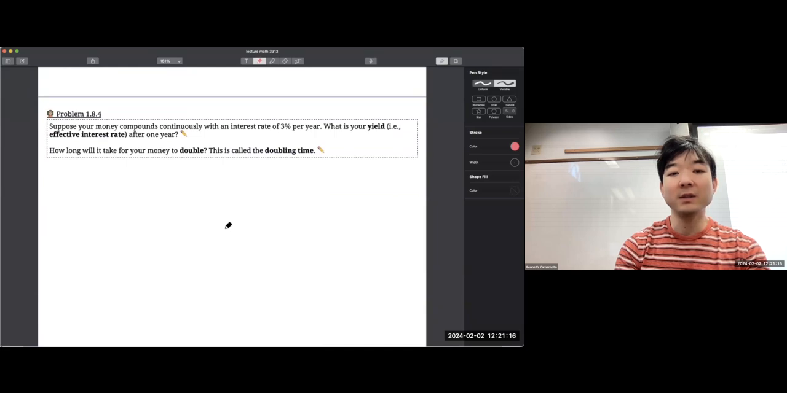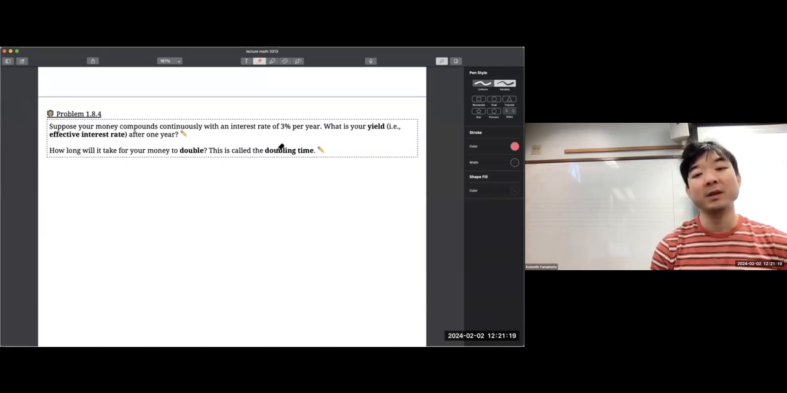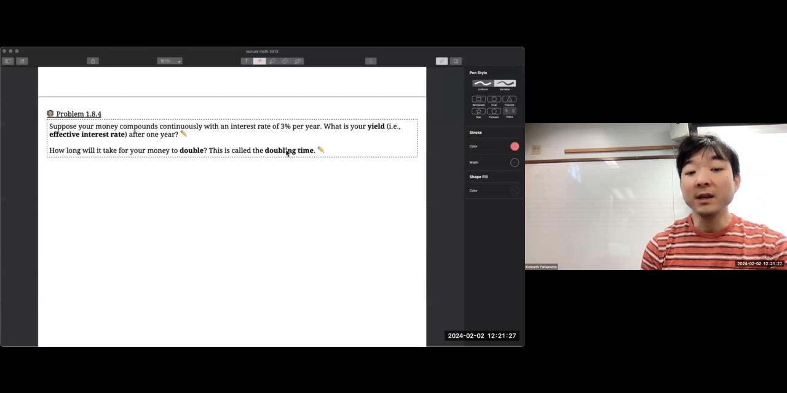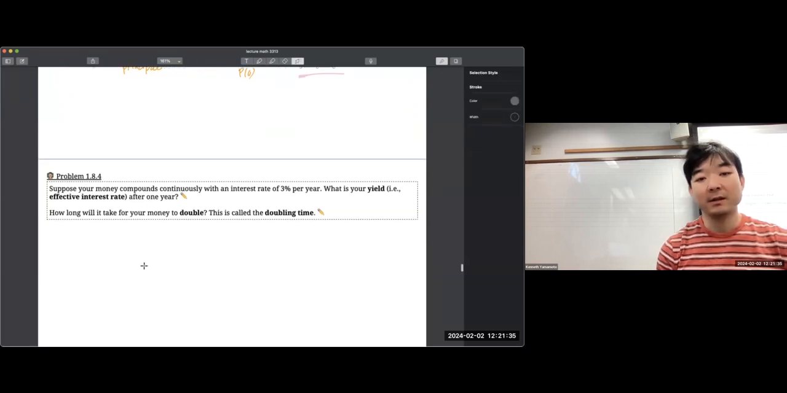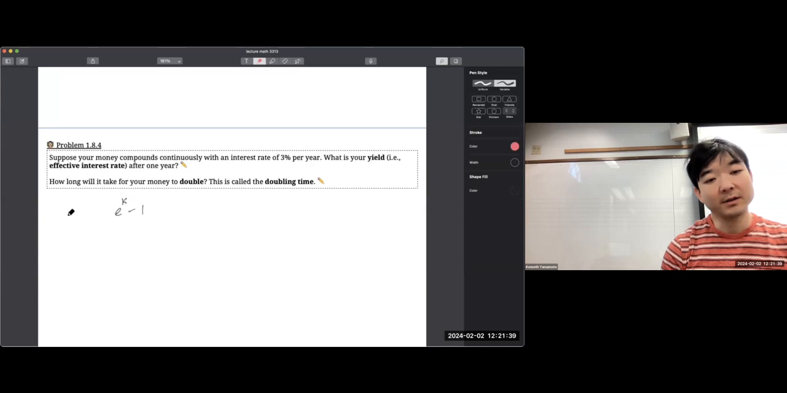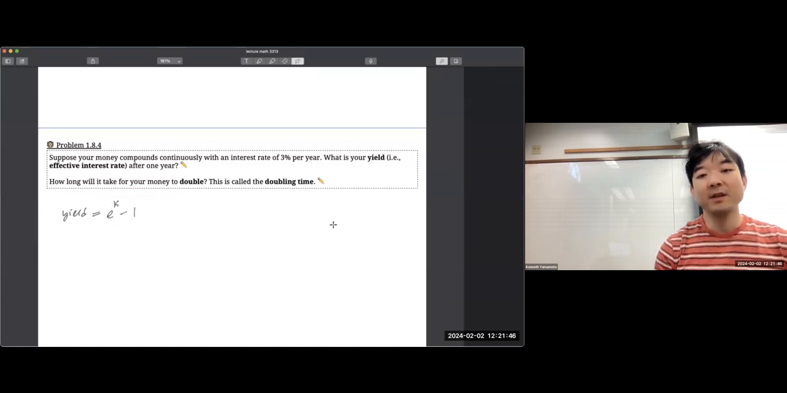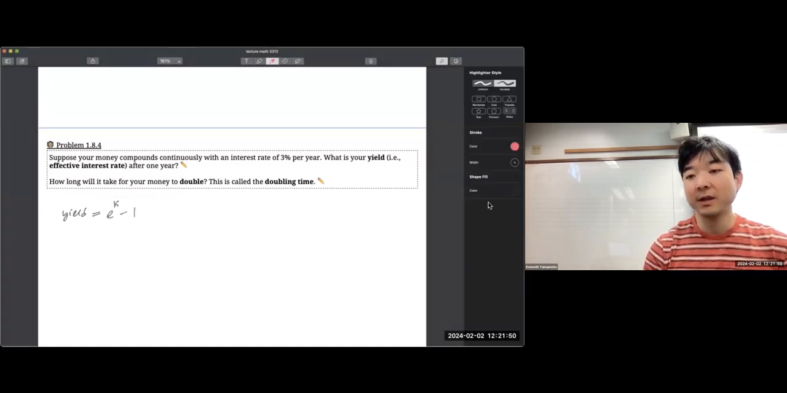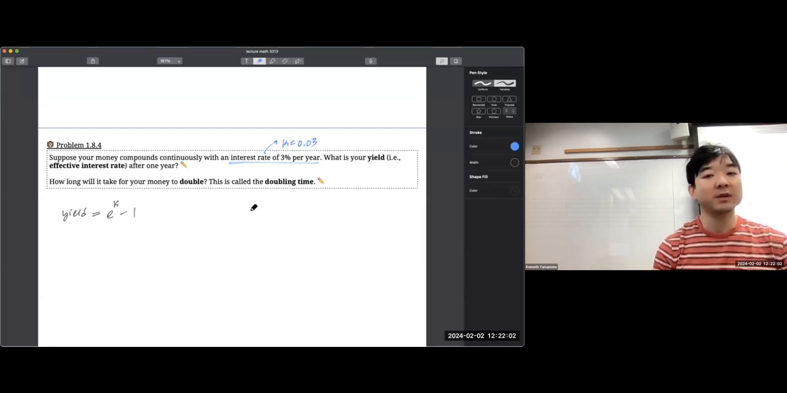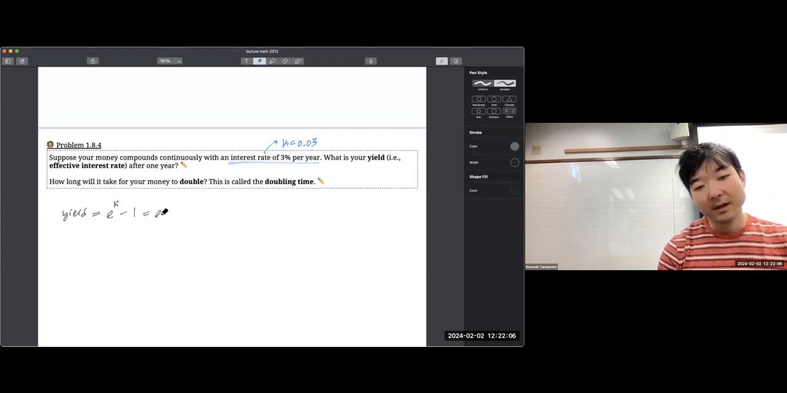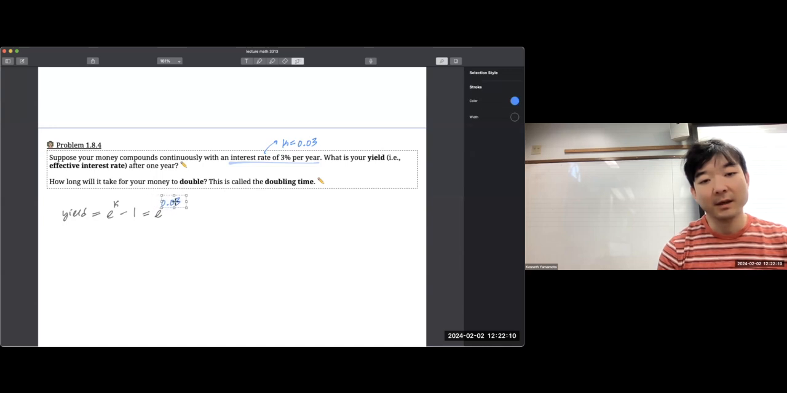So suppose your money compounds continuously with an annual interest rate. I guess I didn't say annual interest rate, but if it says 3% per year, that means that's an annual interest rate. What is your yield, which is called the effective interest rate, after 1 year? We already said that the yield is this, so I'll just copy and paste this down here. This is our yield, given the definition we just saw on the previous page. And they're giving us everything we need because they're saying that the interest rate is 3% per year, which means that's k. You want to use it in decimal form, so this is the same as 0.03. So that's all you're going to plug in there. So you just have e to the 0.03 going into the k, and then you do minus 1.